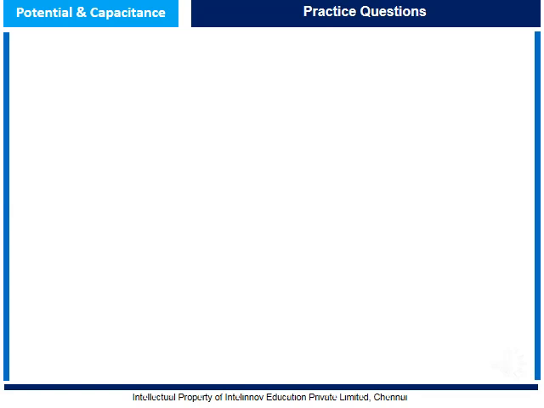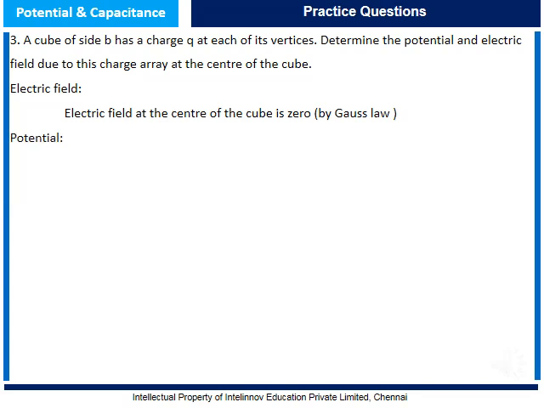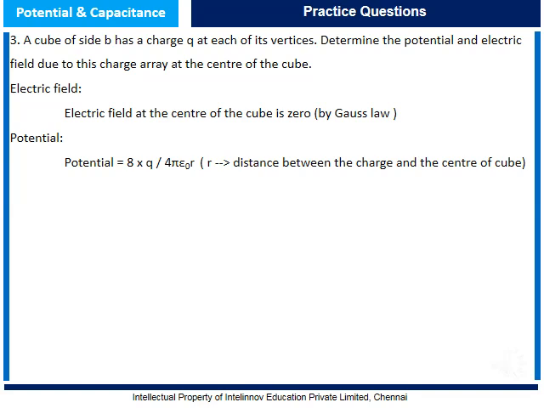A cube of side B has a charge Q at each of its vertices. Determine the potential and electric field due to this charge array at the center of the cube. As far as electric field is concerned, electric field at the center of the cube is 0. This is by Gauss law. And when we calculate potential, we need to consider all the charges. Since the cube has 8 vertices, there are 8 charges Q. Thus potential equal to 8Q by 4 pi epsilon naught R. R is the distance between the charge and the center of the cube.